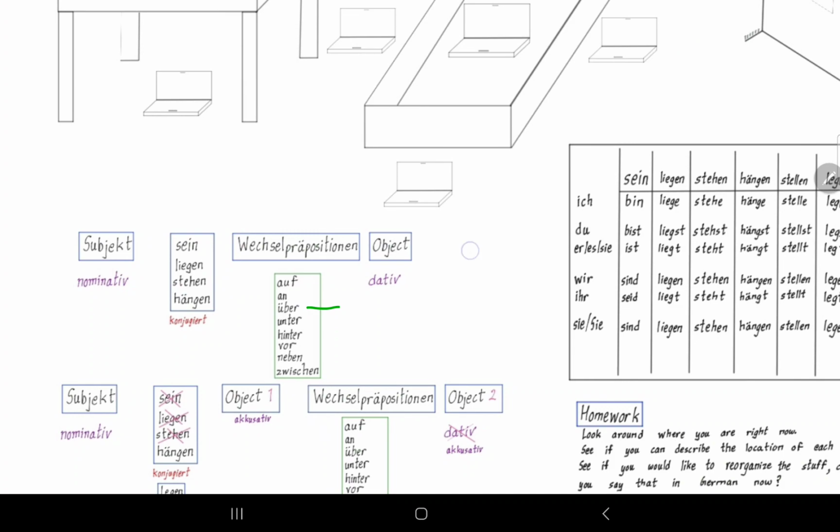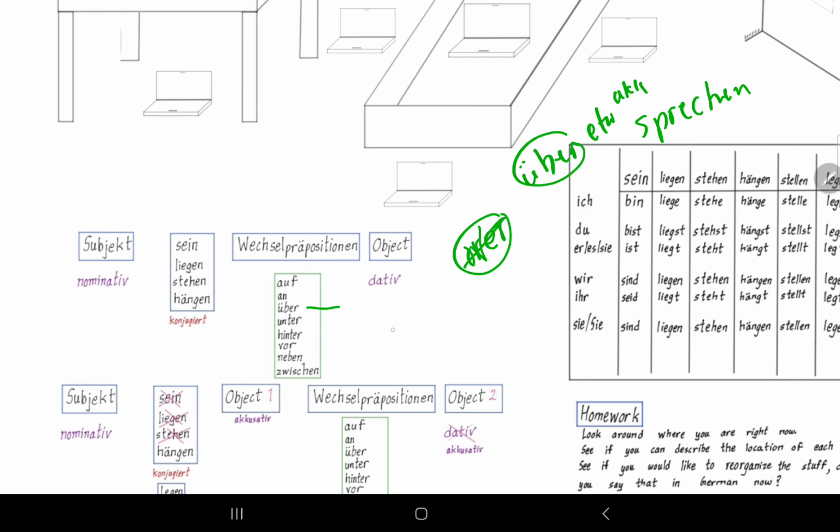So über is over. Quite often, for example, there is this verb sprechen, and you say über etwas Akkusativ sprechen, to talk about something, right? But here it means about. Here über means over. Okay, it is describing a position of a subject with respect to an object, right? Over. And so when is it auf and when is it über?